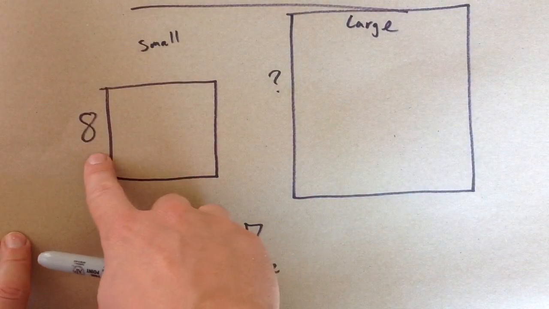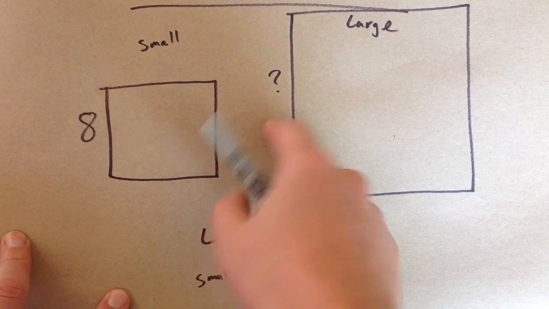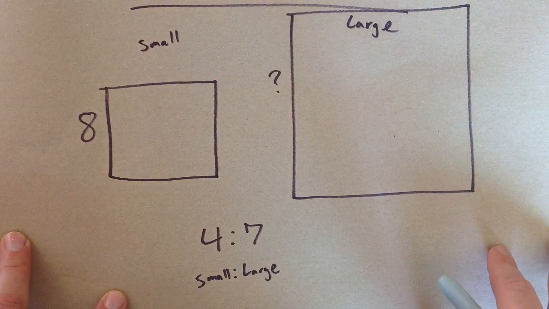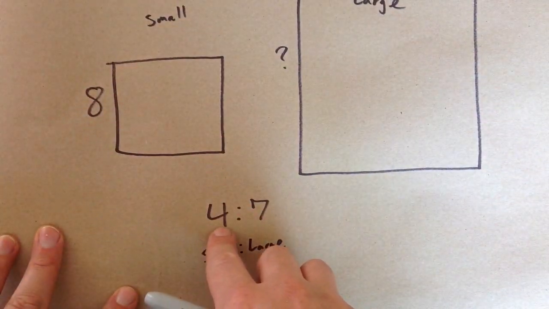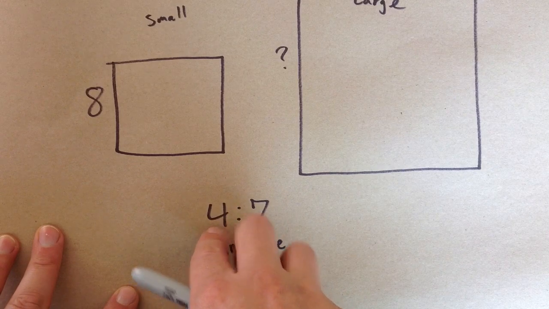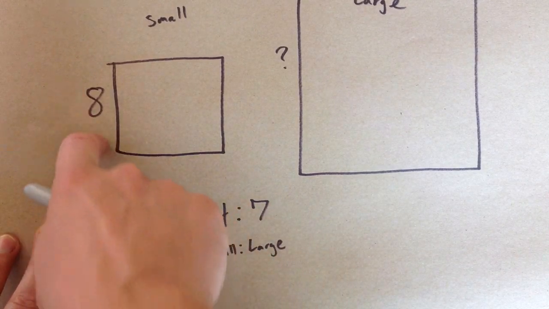You have 8 on one side, and you want to figure out what the length of this other side is on the enlarged version of this smaller square. Now our ratio, they tell us, is 4 to 7, small to large. So where originally we had a size of 4, it will become a size of 7. But we see a size of 8 here.